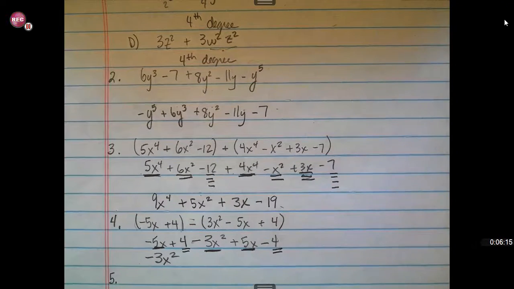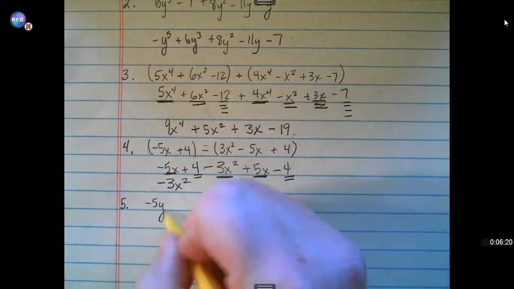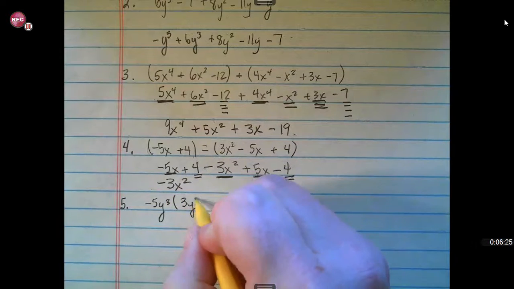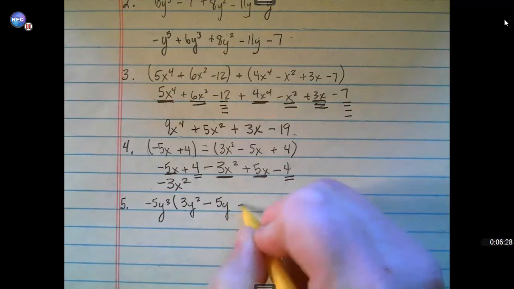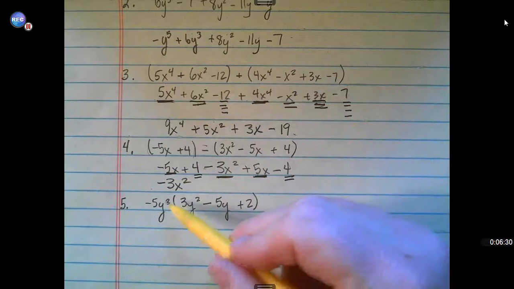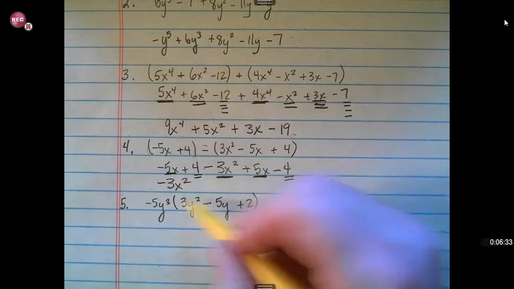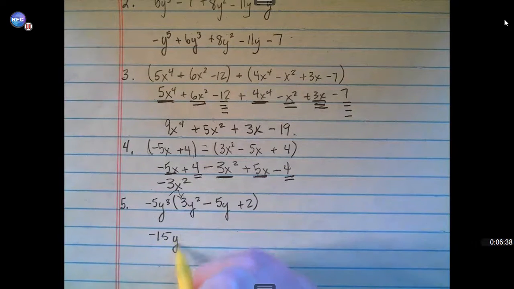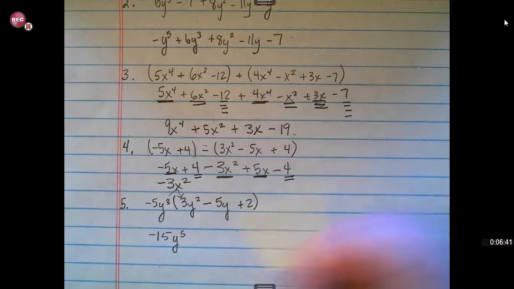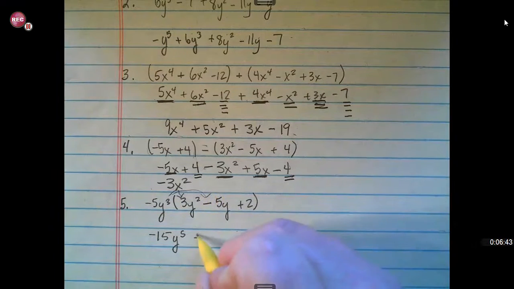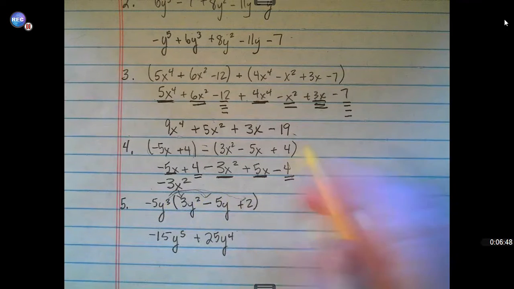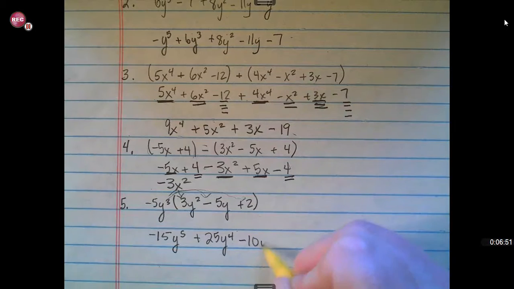Number 5, I'm supposed to distribute negative 5y to the third times the quantity 3y squared minus 5y plus 2. So I'm just distributing this monomial over this trinomial. So this times this would be negative 15y to the 5th. Add the exponents. This times this would be plus 25y to the 4th. And this times this last one would be minus 10y to the 3rd.